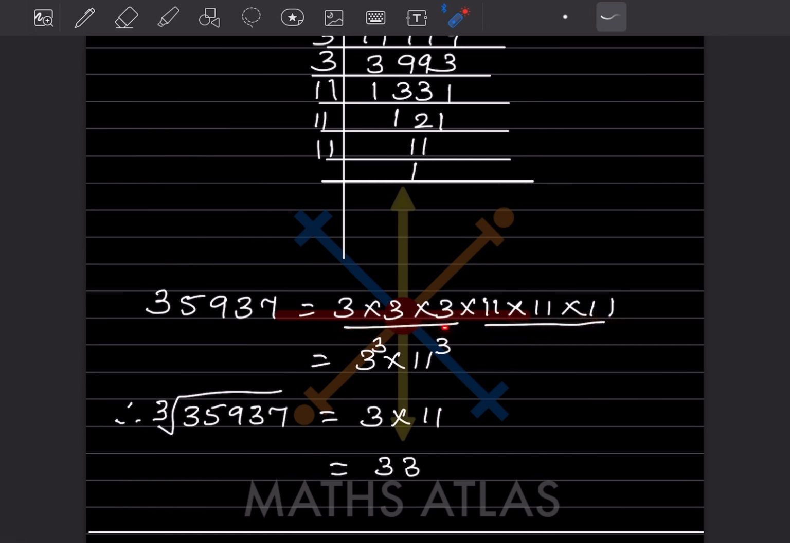3 in each, because it is a cube root. If it is a square root, you will group in 2. So this is 3 cube into 11 cube. So cube root of 35937, you are just going to take the base of it. That is 3 and 11. So here that is going to be 33.